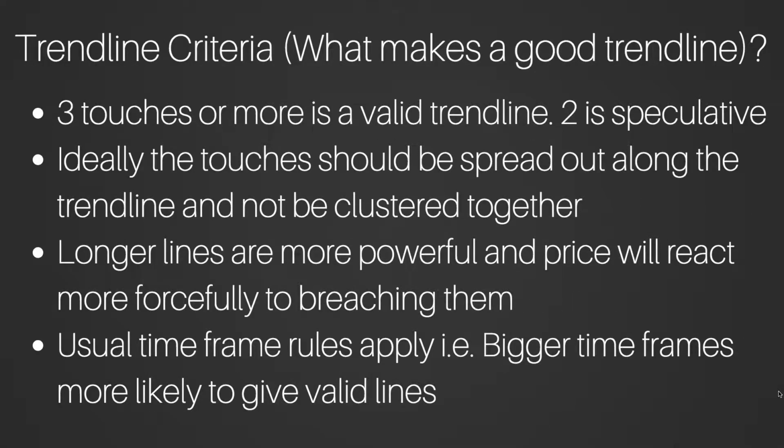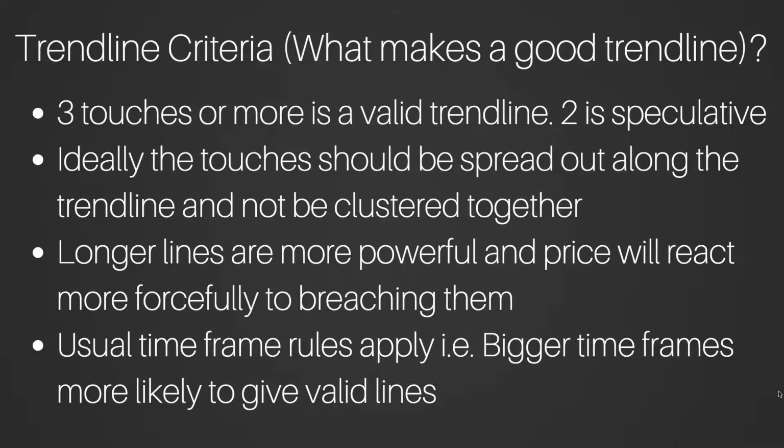So what's the criteria of a good trend line? What makes a good trend line? Well, 3 touches or more is a valid trend line. 2 touches is speculative. You could do it on 2 touches, but don't put too much weight into it. The more touches the trend line has, the better. If it has 3, 4, 5, 6, 7, 8, 9, as many touches as it can, that will give you a lot more confirmation that it's a good trend line.